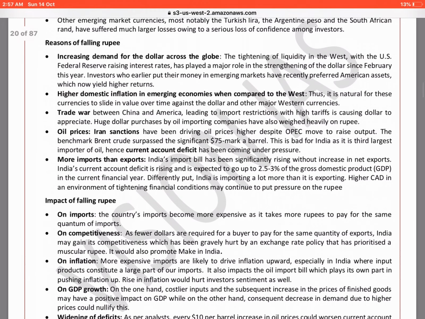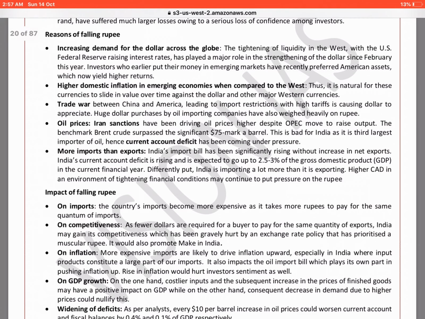So what is the reason for the falling rupee? First is the increasing demand for the dollar across the globe. After the 2008 debacle, this is the first quarter where American GDP, in the quarterly figures, has crossed the 4% mark.